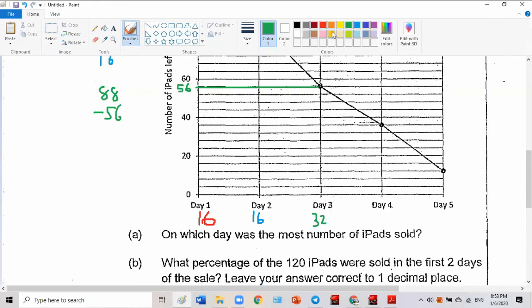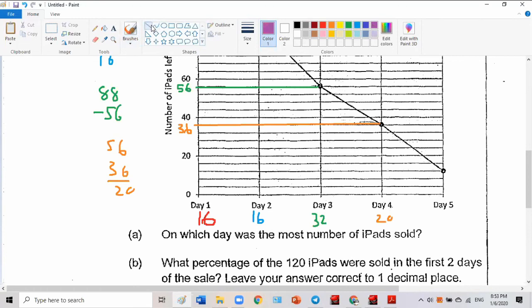Come on, day 4. It's 36. Well, lucky I got a computer. 36, right, people? So 56 dropped to 36. So how much? 20. This is how we do it. Okay, one last one.